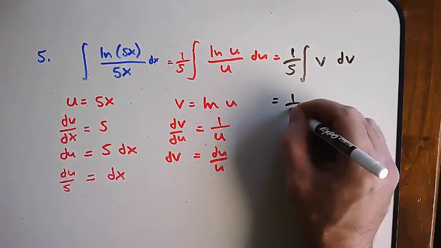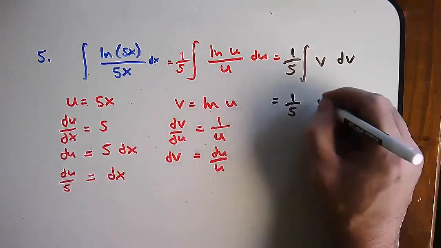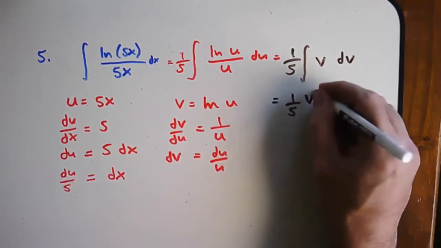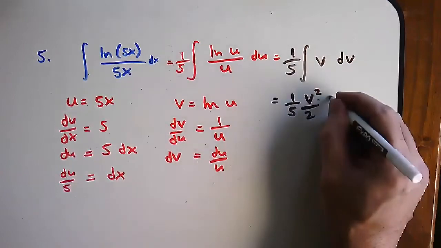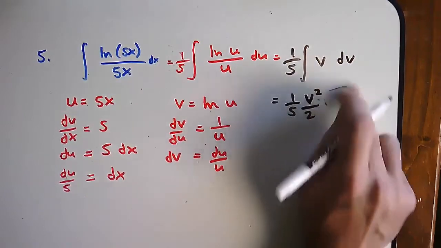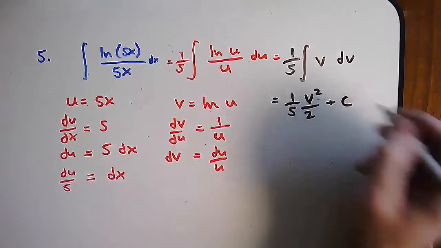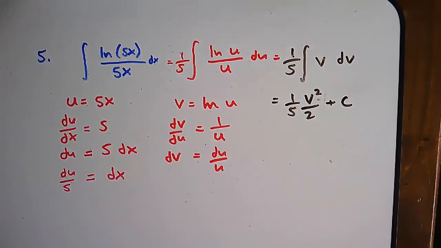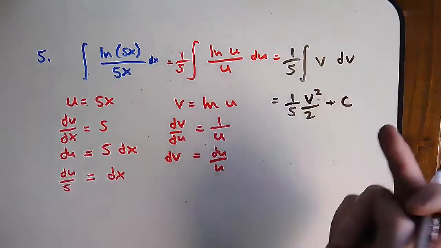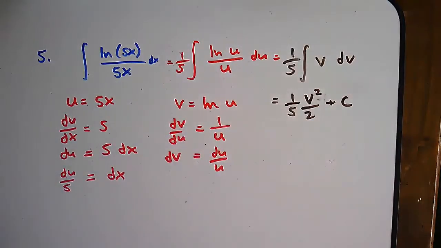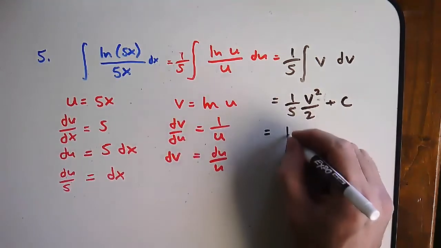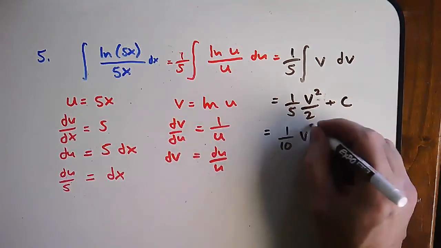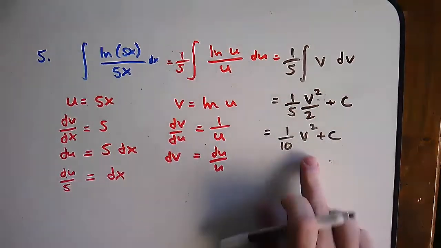So my antiderivative then would be 1/5 times v squared over 2, right? We're increasing that power of v by 1, plus c, right? So just v to the first power goes to v to the second power, divided by 2, we have a 1/5 on the outside. So 1/5 v squared over 2 plus c, or simplified, that would be 1/10 v squared plus c. So now let's unpackage this.